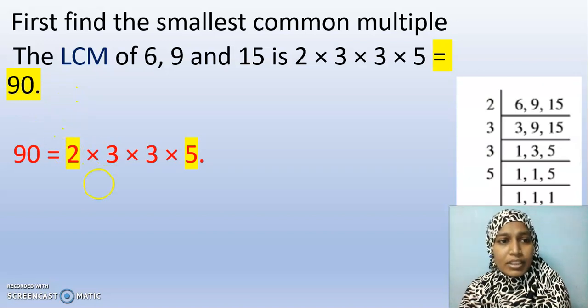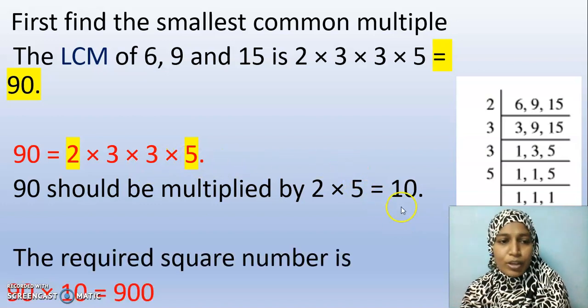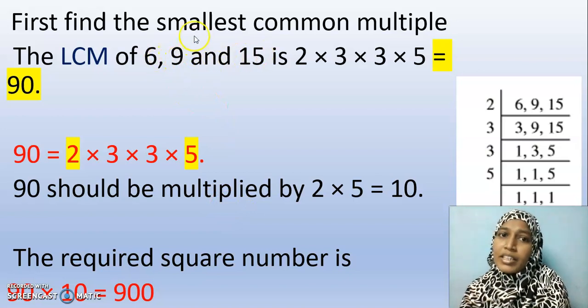So to make this 90 a perfect square, what should I multiply with? I should multiply by 2 and 5 so that it will be a perfect square number. So 90 should be multiplied by 10 to get a perfect square number. So the required square number is 900. This 900 is divisible by 6, 9 and 15 and it is the smallest square number. Is it clear my dear children? Okay, now let us get into the next question.